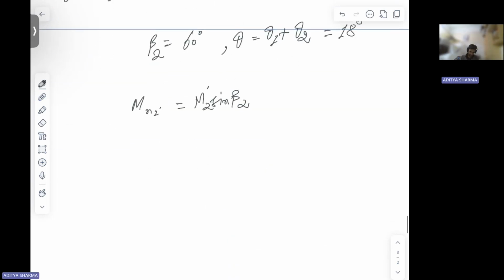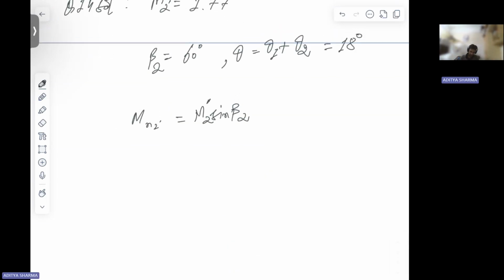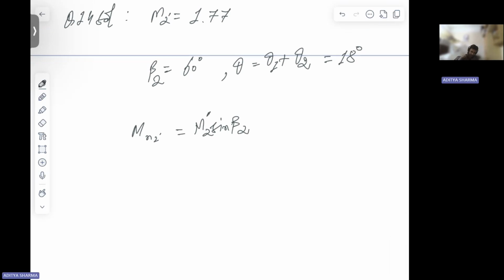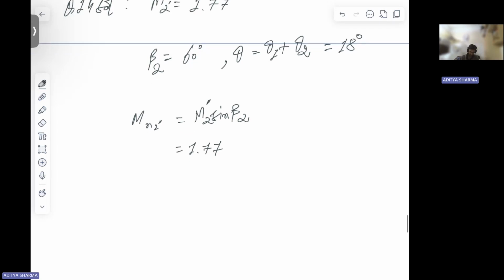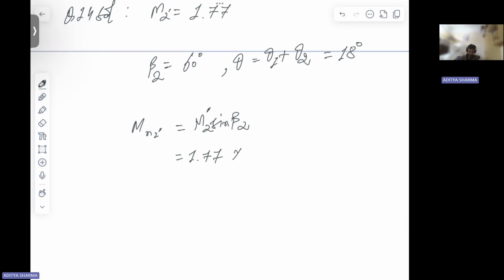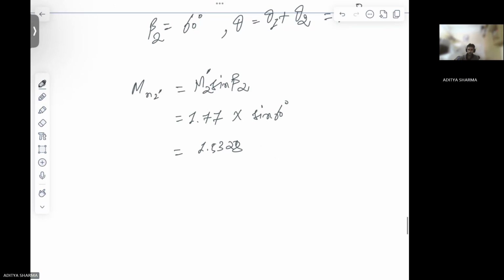Okay. So M1 is analogous to M2 dash, right? And then in case of beta 1, we have beta 2 here. So then Mn2 dash here becomes 1.77 because Mach we have. So for your second oblique shock, you have incident Mach 1.77 and sine of 60 degrees. So this becomes 1.5328. So this is there, right?